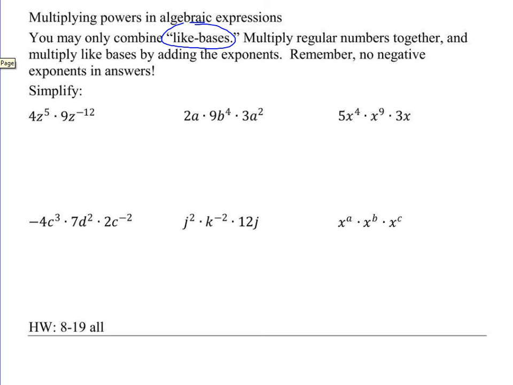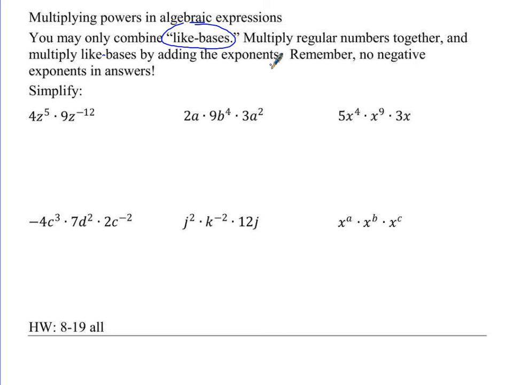You can combine only like bases. Multiply regular numbers together. Multiply like bases by adding the exponents. But remember, no negative exponents in your answers either. So we're starting to get into a lot to remember already. It's a lot to keep straight. You've got to practice. Just try to remember the properties that we talked about so far.